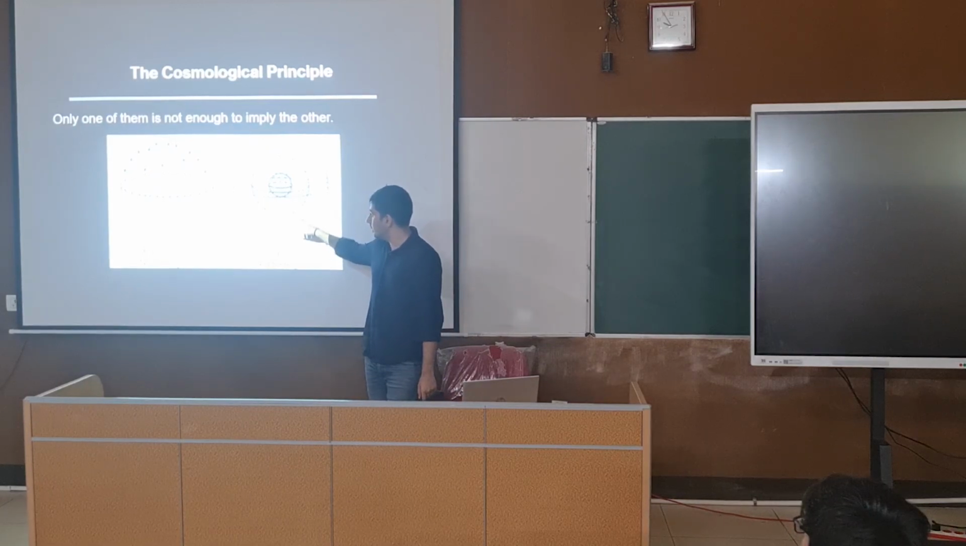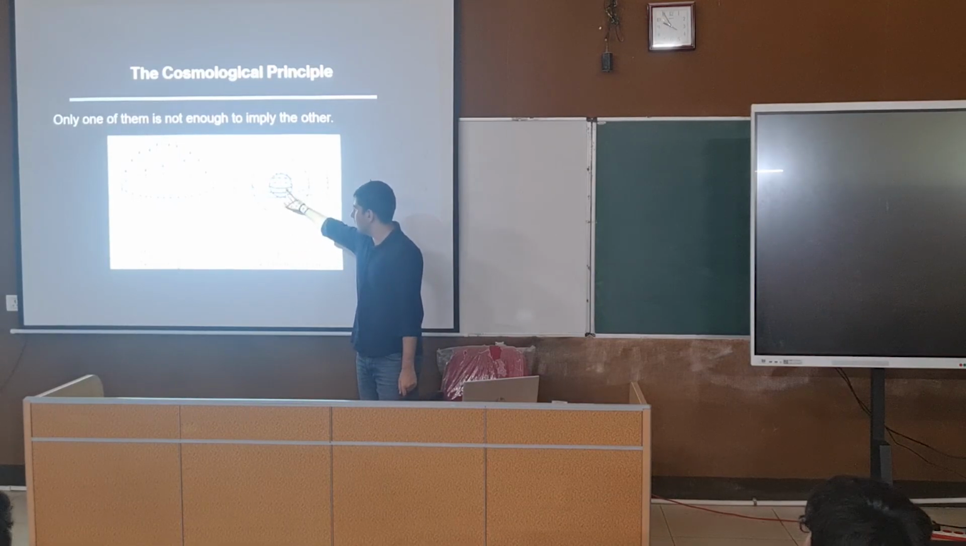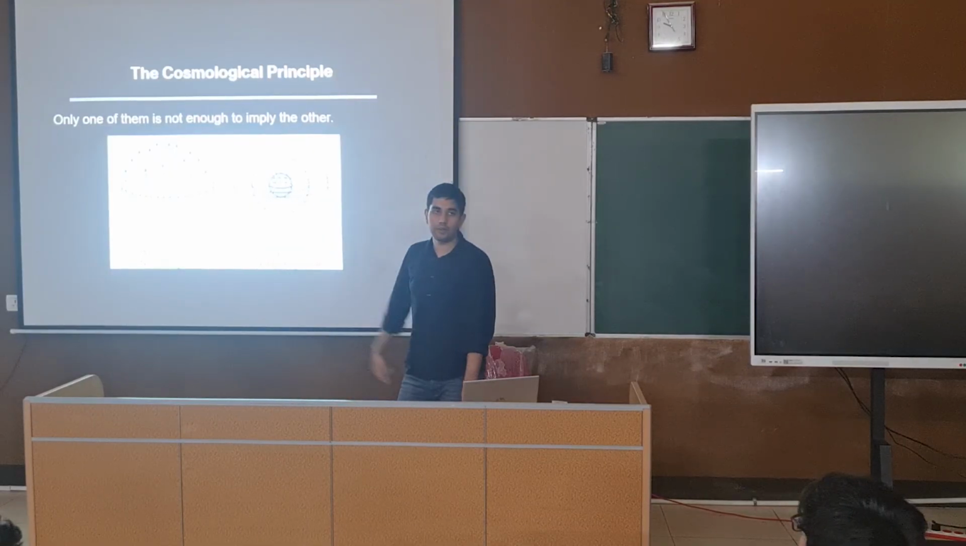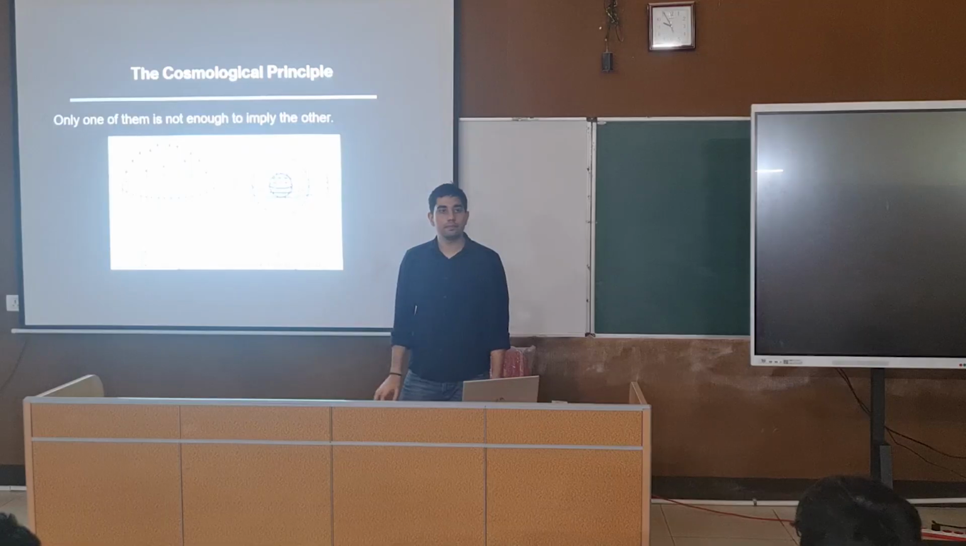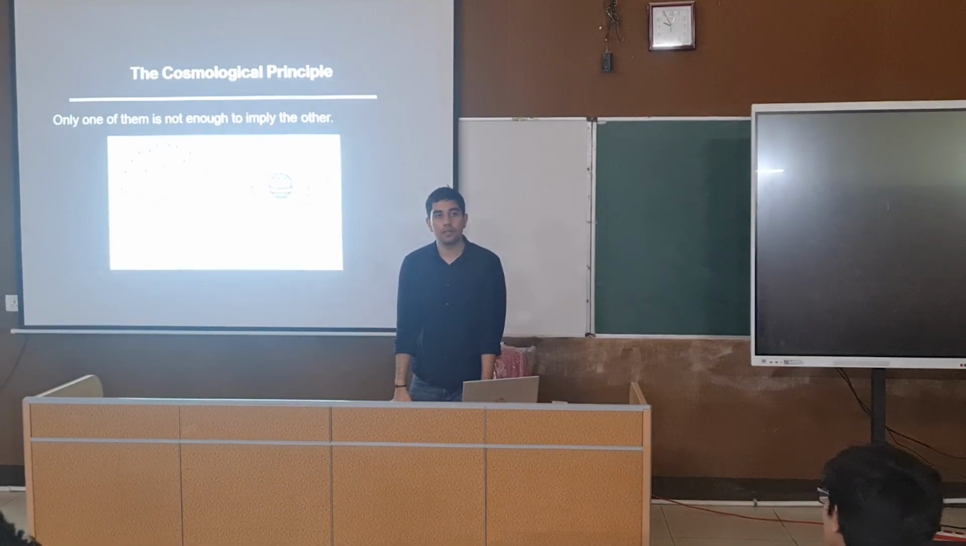Similarly here, we have an isotropic universe. If you are at the center of the sphere, in all directions you will see the same universe. But it is not homogeneous. The particle densities are different at different places. Yeah. You told that over large scales we assume homogeneity. So what do we mean by large scales?